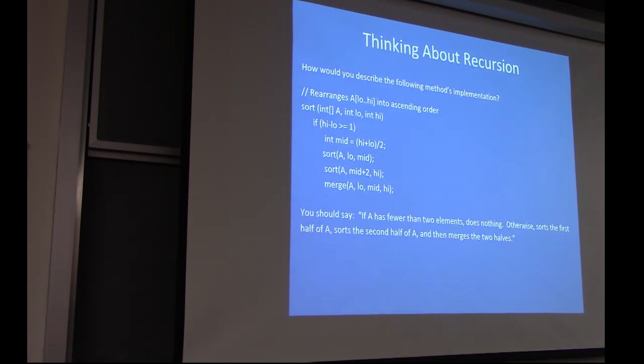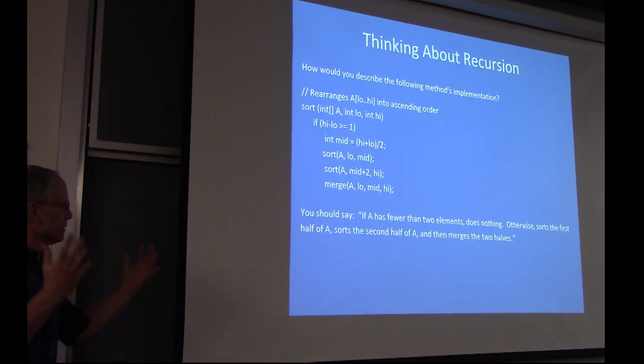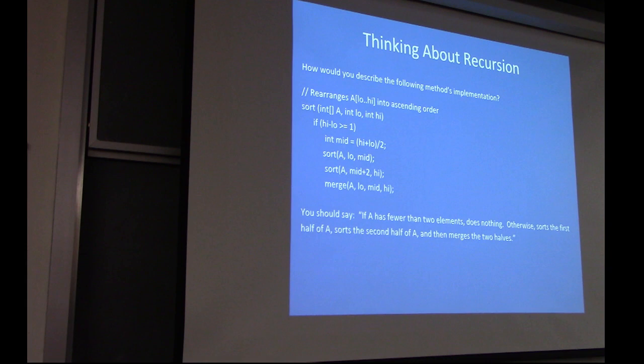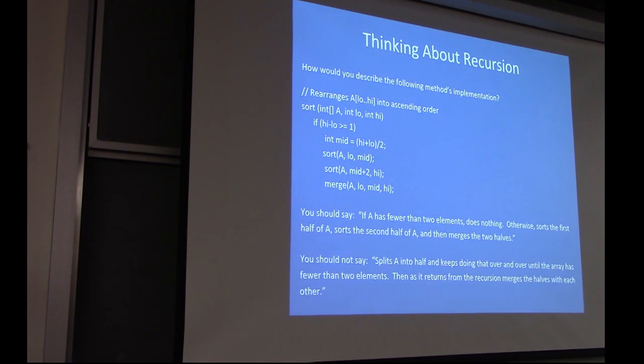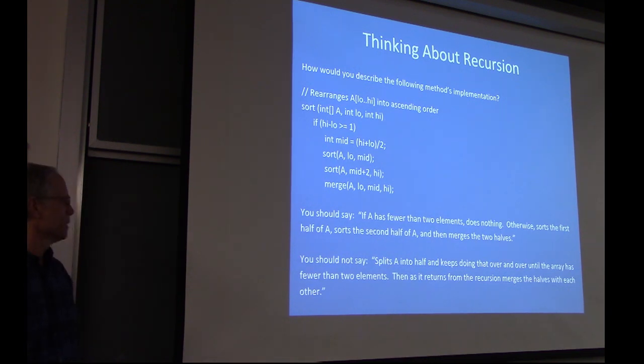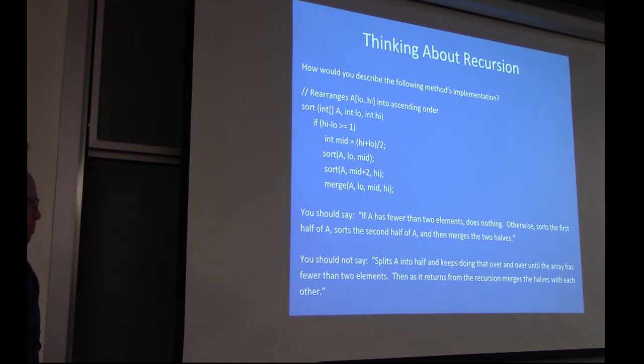So, there's my description. If A has fewer than two elements, does nothing, otherwise sorts the first half of A, sorts the second half of A, and then merges the two halves. And what you don't say is, splits A into half and keeps doing that over and over until the array has fewer than two elements. Then merge on the way up.